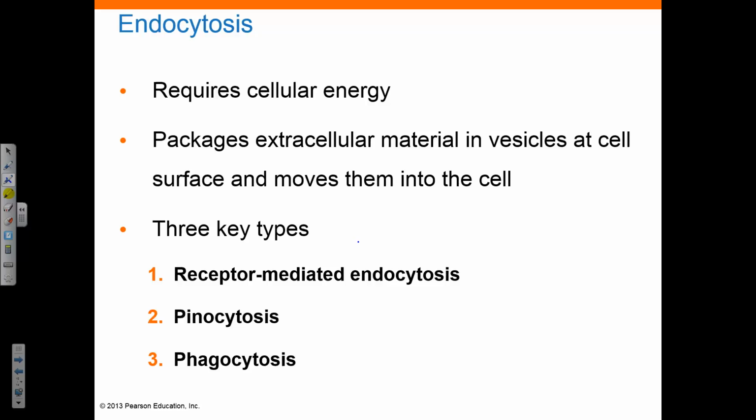There are 3 key types of endocytosis: receptor-mediated endocytosis, which provides vesicles containing high concentrations of a specific molecule; pinocytosis, which produces vesicles of extracellular fluid. This can be thought of as cell drinking. And finally, phagocytosis, which produces vesicles full of solid objects and can be thought of as cell eating.